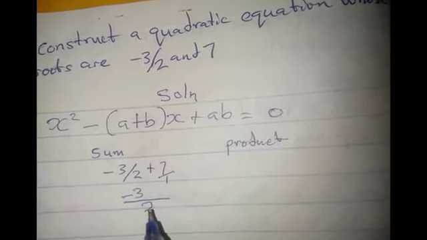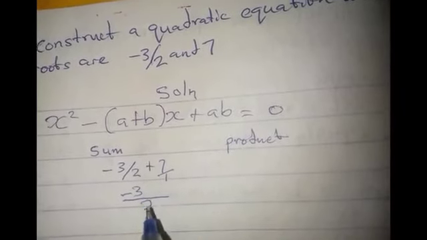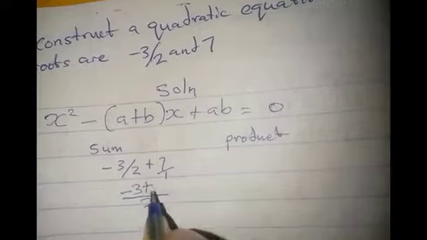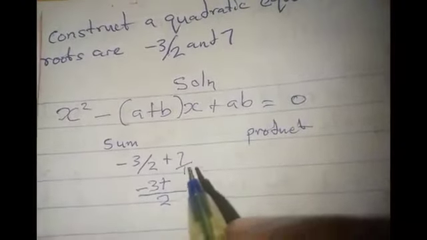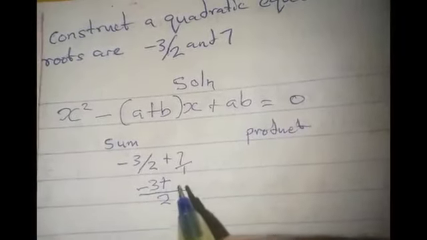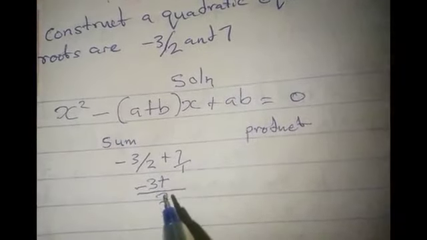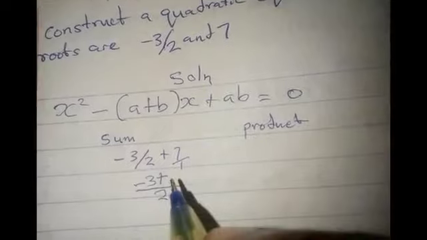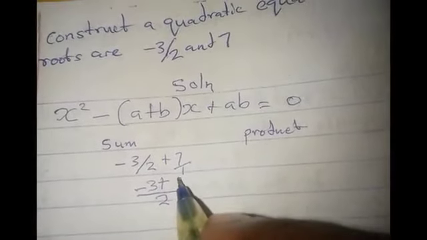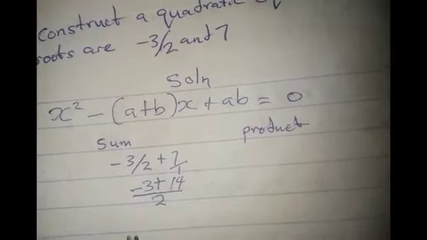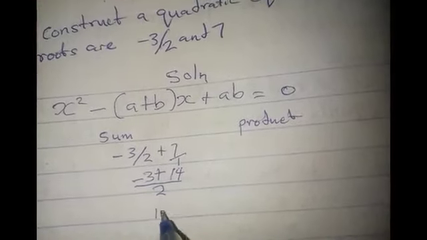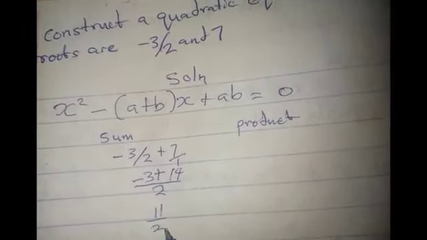So now we have 2 as the denominator and minus 3, right? Now we bring down our positive sign. Then we say 1 into 2, 1 is going to go into 2 two times. So 2 times 7 will give us 14. So minus 3 plus 14 is going to give us 11. So we now have 11 over 2.